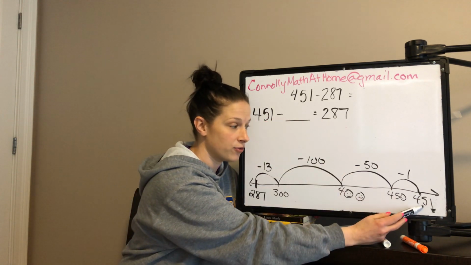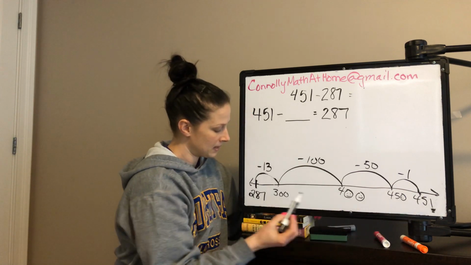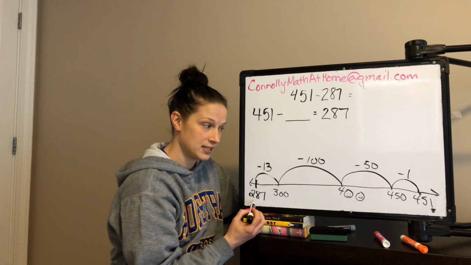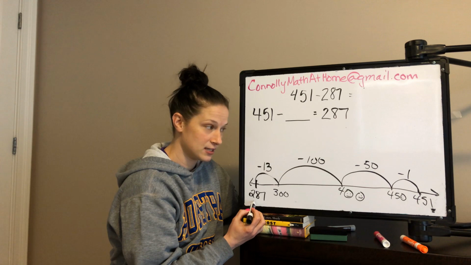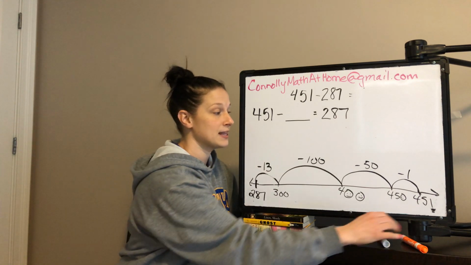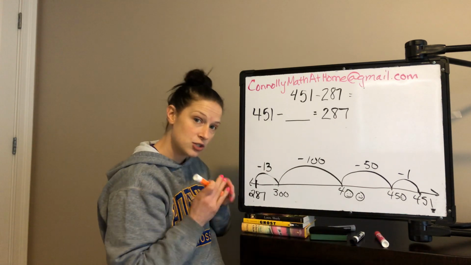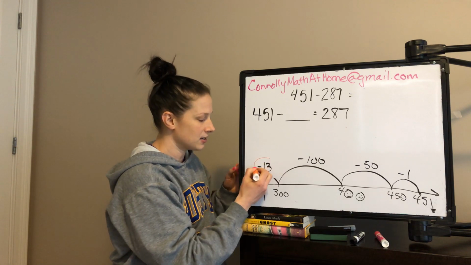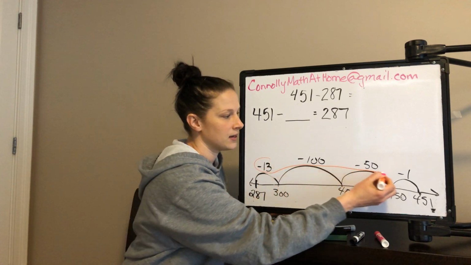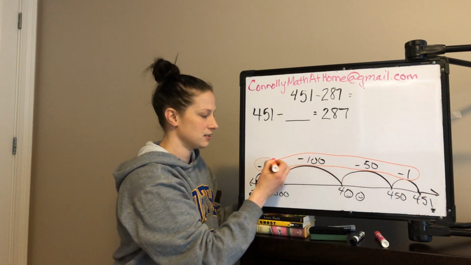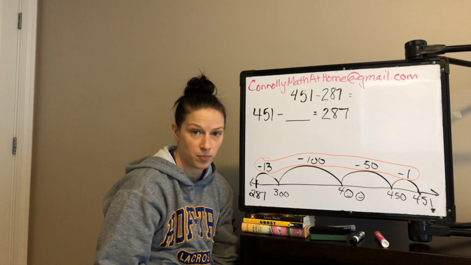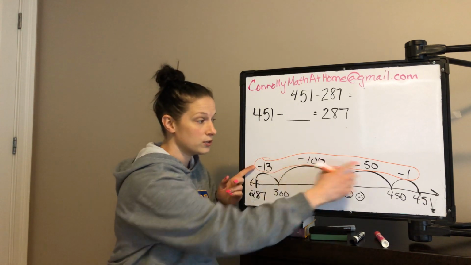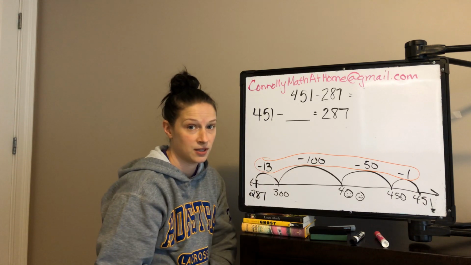So I started at 451. I ended at 287. I was thinking about what's the distance between them. So in this strategy, my answer is the total distance between the two numbers. The total distance between the two numbers.